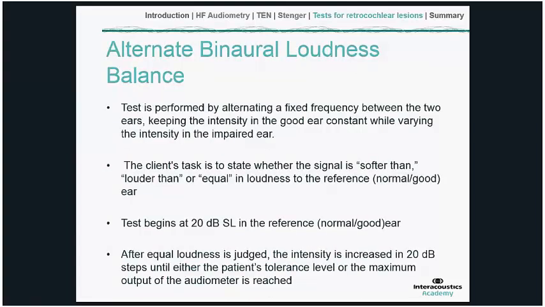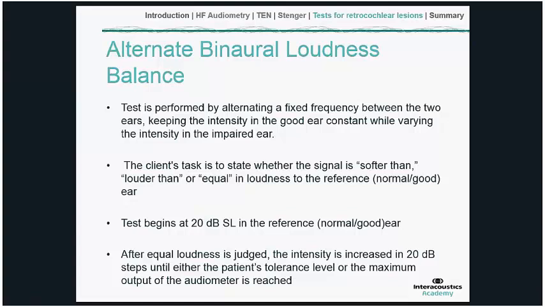And then the final one that we'll just touch on. All of these three tests would typically be relatively insensitive on their own, so you would expect to apply them as part of a test battery, and they only take a few minutes each. And so the final one would be the alternate loudness balance test.